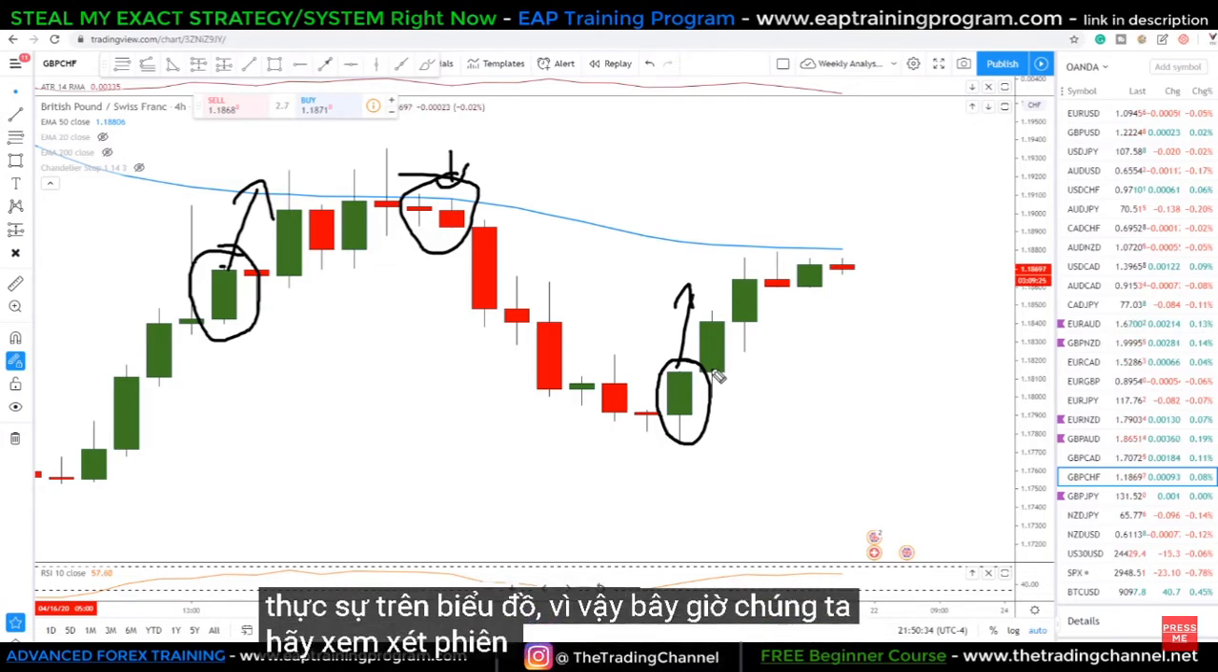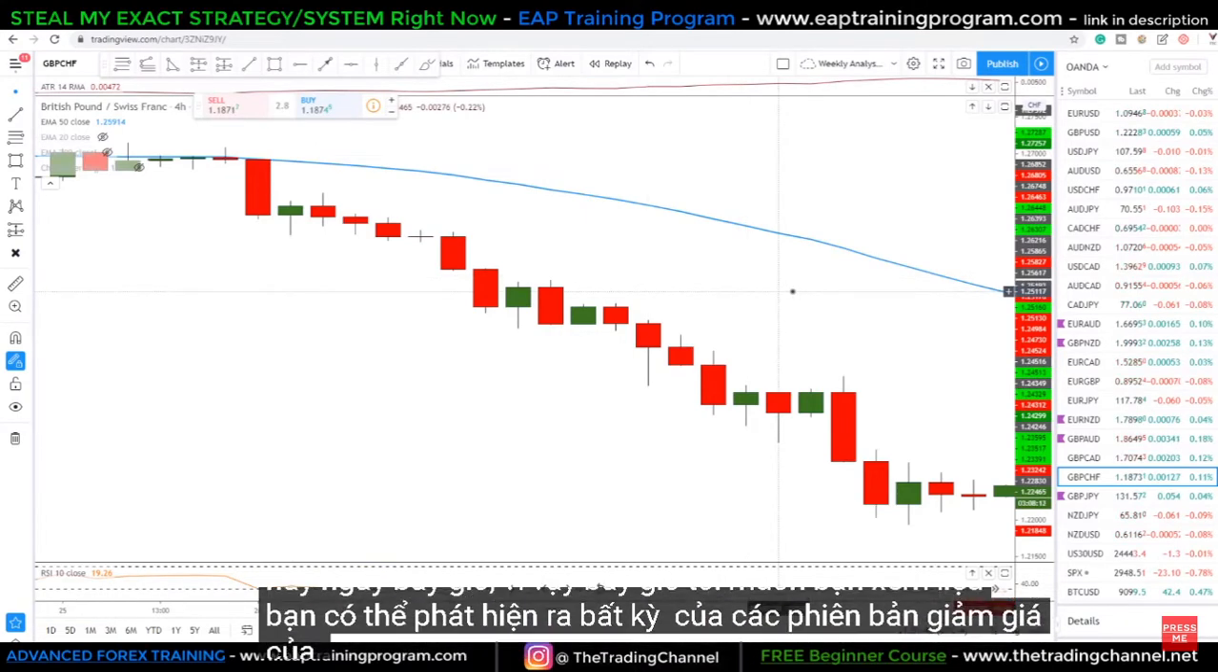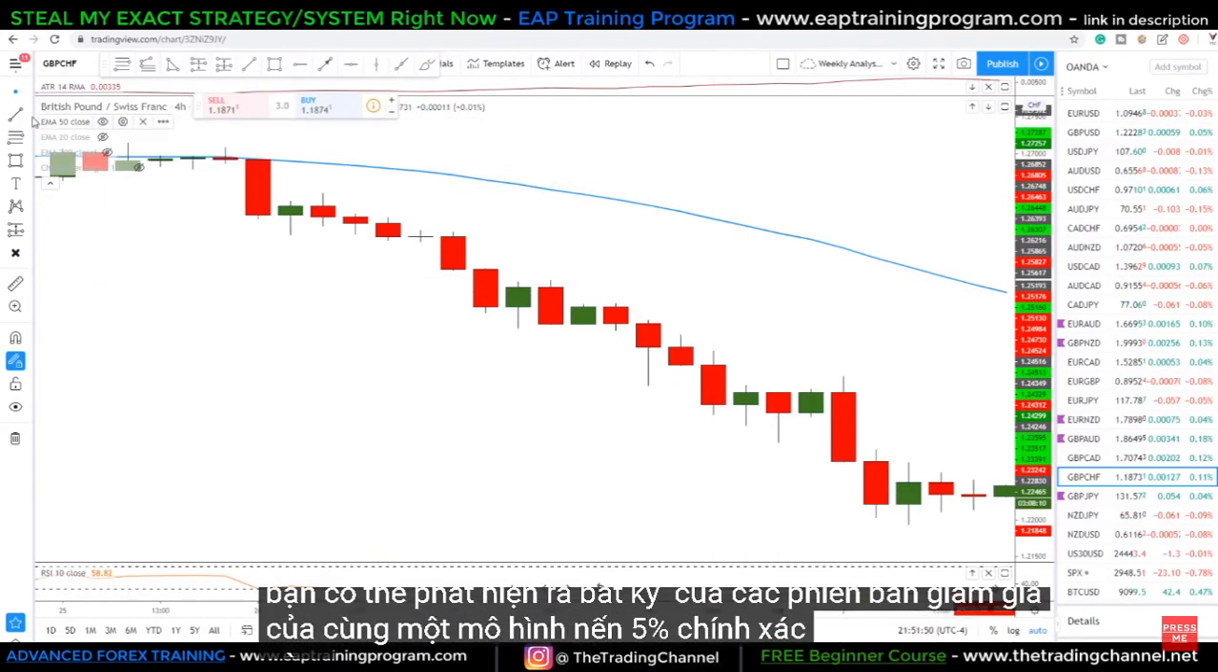So now let's take a look at the bearish version of this. All right, so now I want you to see if you can spot any of the bearish versions of this same exact 5% candlestick pattern.